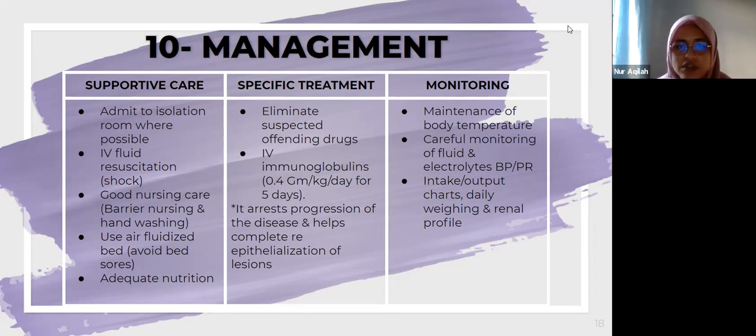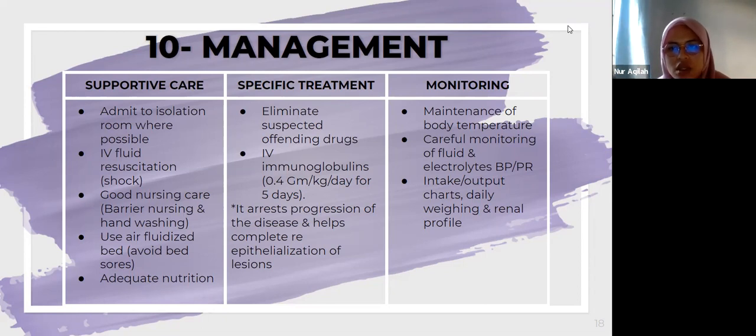Okay, and then for specific treatment, we need to eliminate the suspected offending drugs that we see as the cause of the SJS, and then we give IVIG. So why do we give IVIG? It's because it will help to arrest the progression of the disease and helps the complete re-epithelialization of lesions. In other words, it promotes wound healing for the patient.